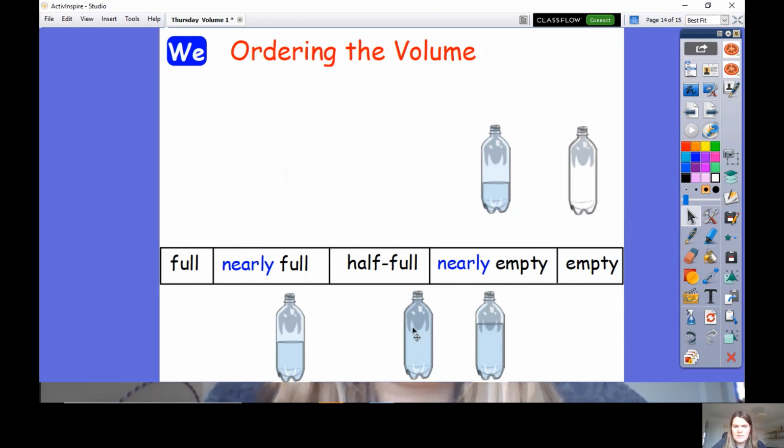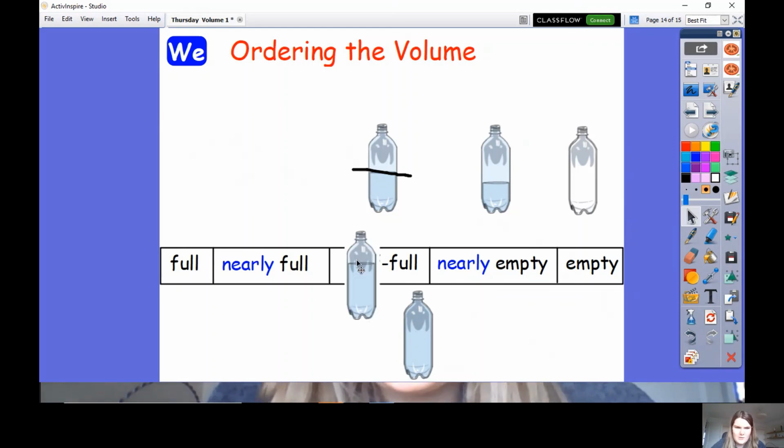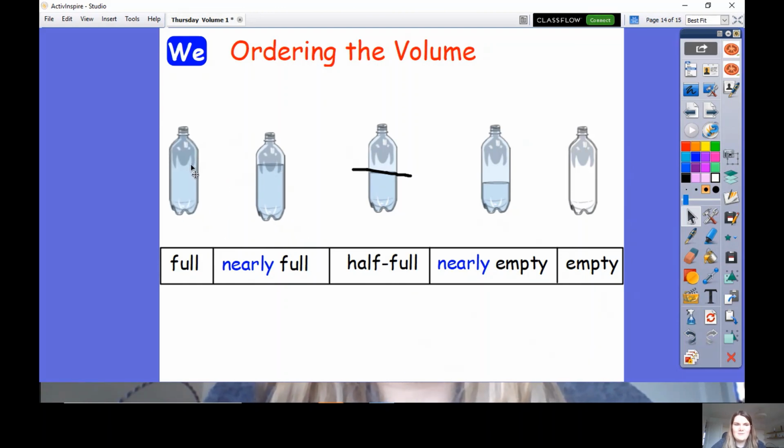Okay, where's our half full? Great work, it is this one. How do you know it's this one? Because if you were to draw a line, we would see it's reached the halfway mark. Fantastic. What's my next one? Nearly full. Which one of these is nearly full? The one that's not completely full? Well done. And our last one is full.